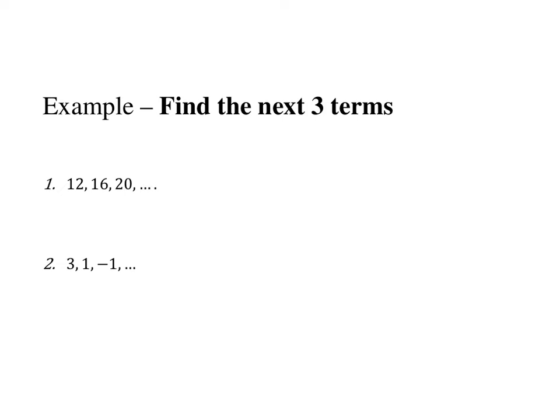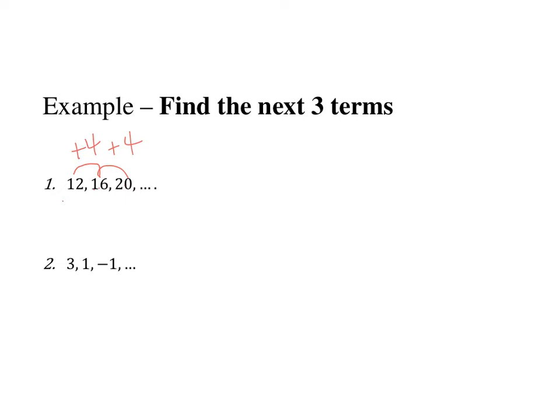Alright, so let's see. Are these arithmetic sequences? To go from 12 to 16, I have to add 4. 16 minus 12 is 4. 20 minus 16 is 4. So it's an arithmetic sequence because this dot, dot, dot means it follows the same pattern.